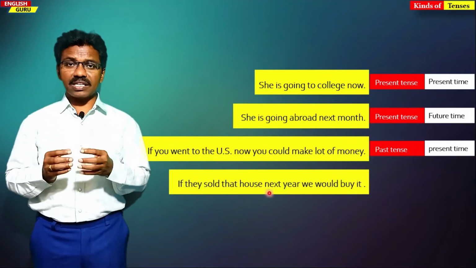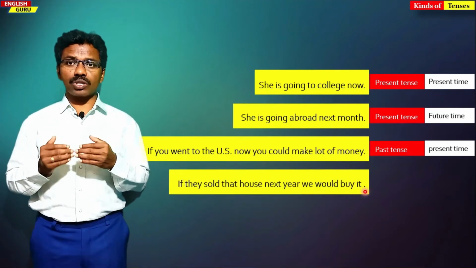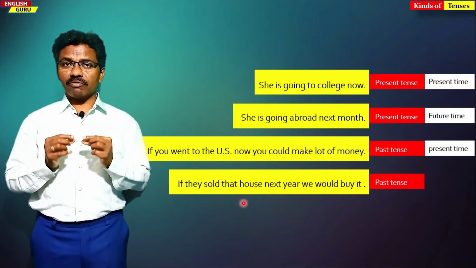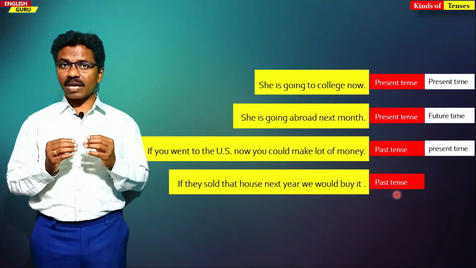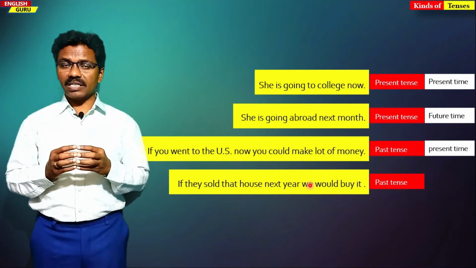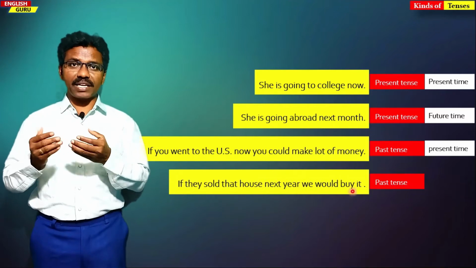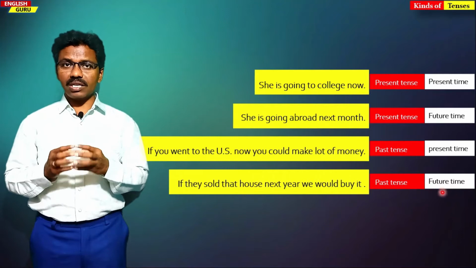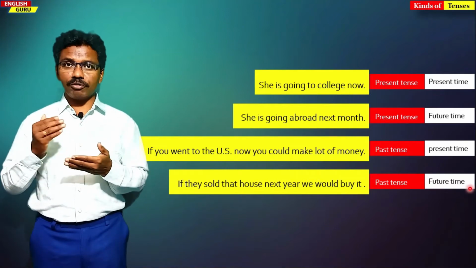And if you see in the next sentence, if they sold the house next year, we would buy it. So this sentence, the verb form is sold. So past tense. So the sentence is in past tense, whereas it is talking about we would buy it, future time. So future action. So sentence is in past tense but talking about future time.